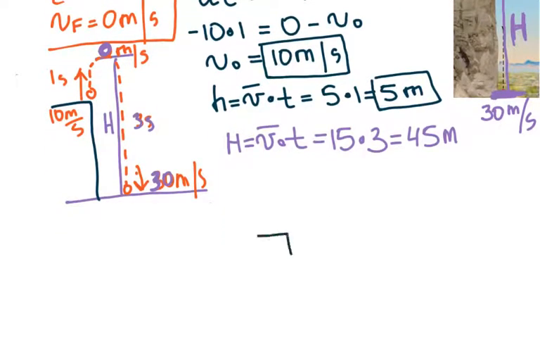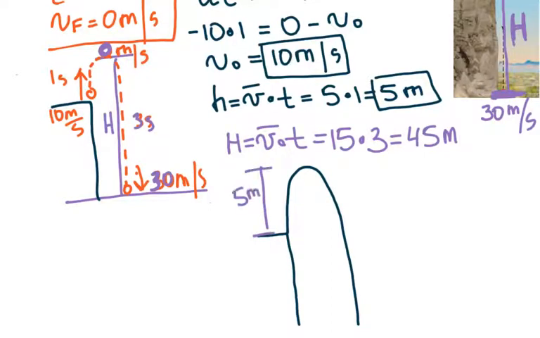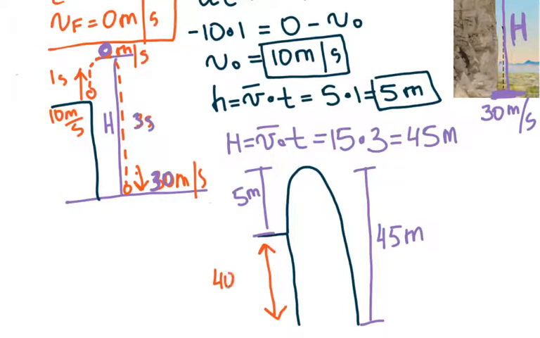So here is Luis. The ball goes here and then falls down on the ground. I calculated that this height is 5 meters, and I calculated that this height is 45 meters. Then Luis is 40 meters above the ground.